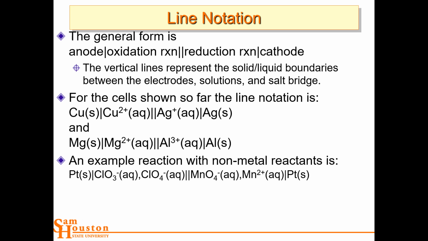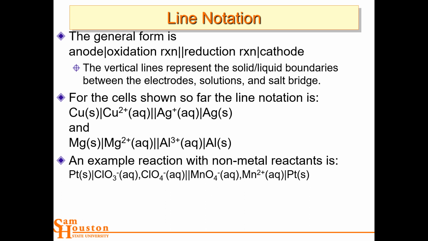Sometimes you have electrochemical cells that have the electrodes participate in a reaction. But if you have non-metal reactants, you typically use an inert metal like platinum. And so this is actually the oxidation reaction, chlorate going to perchlorate, and this is the reduction reaction, permanganate going to manganese ions. And that just happens at the surface of the electrode.